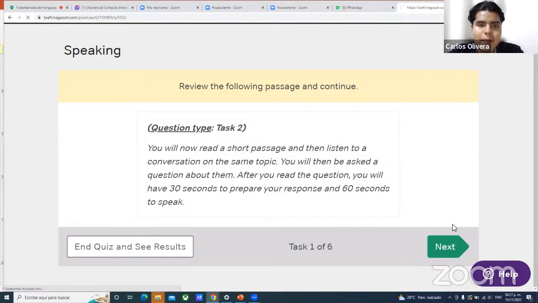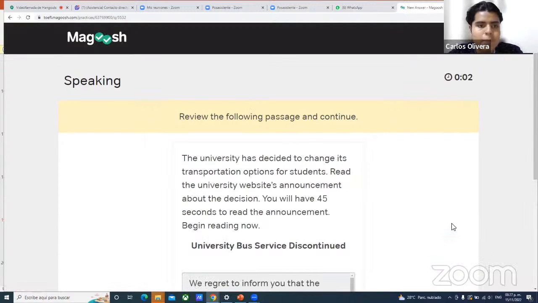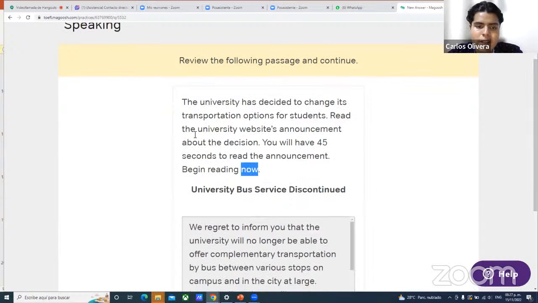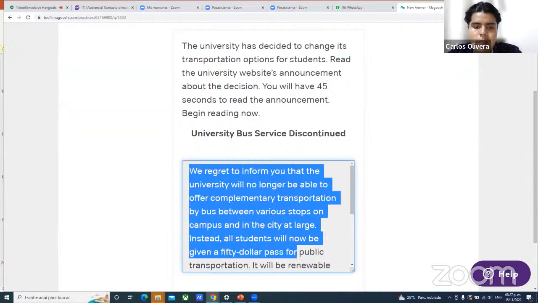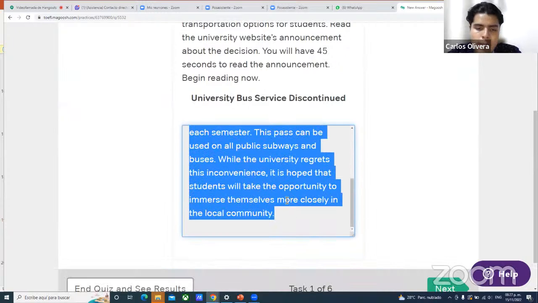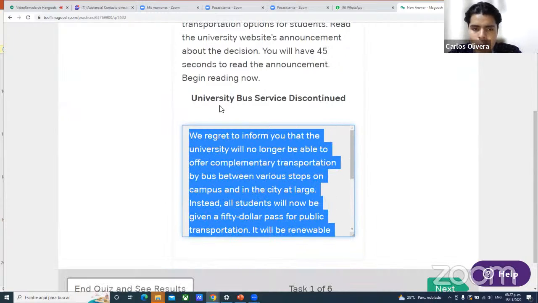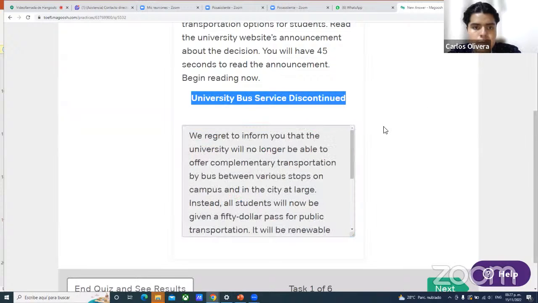And here we just start with the task itself. Maybe you're wondering, is this my passage? No, this is not your passage. Your passage is this one. As you can see, 100 words approximately. It's not long, don't worry. And here you have the title.